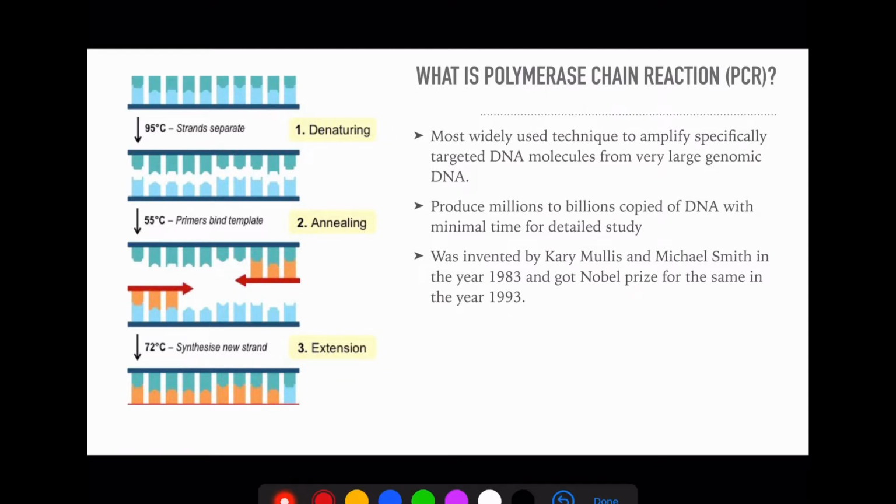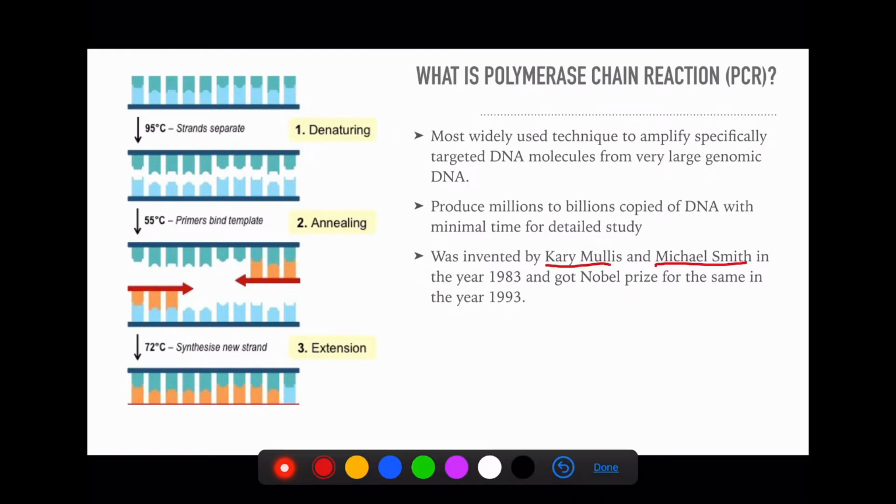The invention of this technique by Kary Mullis and Michael Smith in the year 1983 brought about a giant revolution in the field of research, and for this invention they were awarded the Nobel Prize in the year 1993.